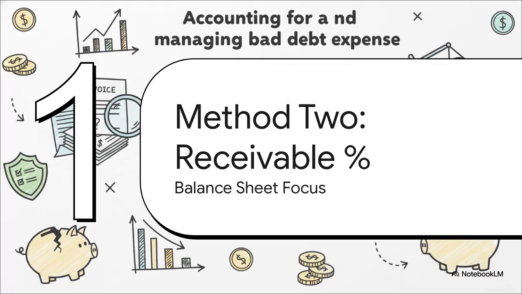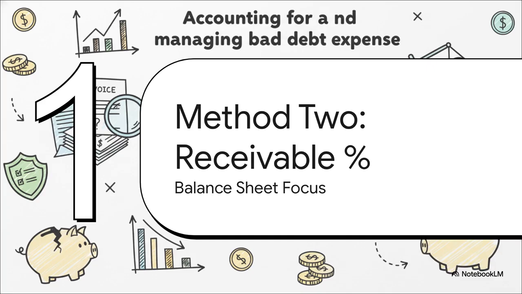All right, let's move on to our second method, which shifts our focus entirely. If that first method, the percentage of sales, was what we call the income statement approach because its goal was perfect matching, then this method is the balance sheet approach. Its primary goal isn't to calculate the expense for the period, but to make sure the asset value on the balance sheet is as accurate as it can possibly be.